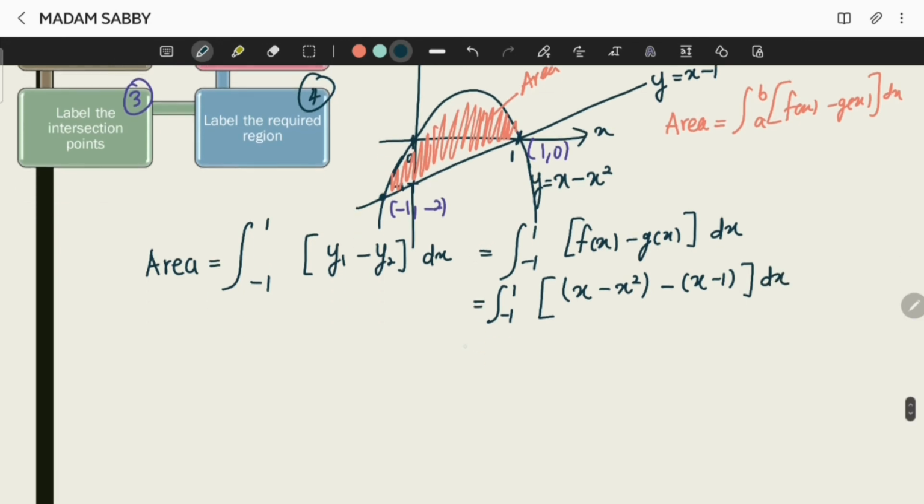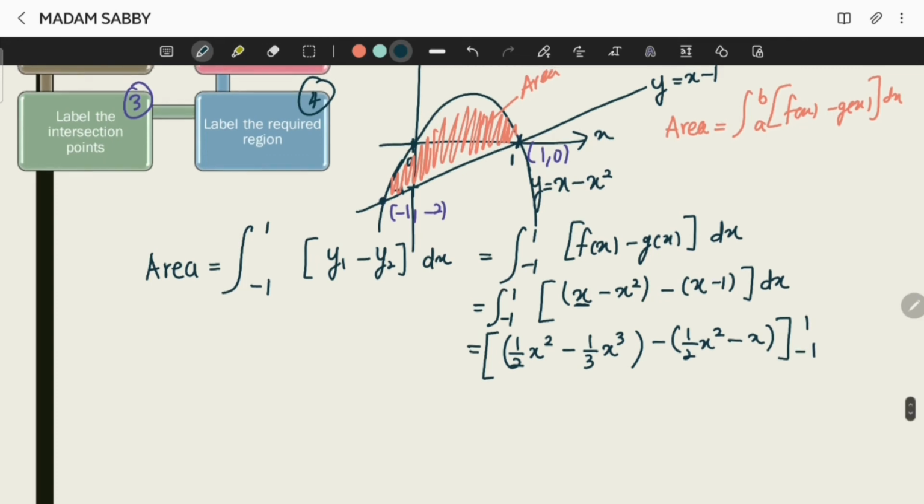Okay, so from here we can integrate. Integrating x becomes half x squared minus 1 over 3 x cubed, minus half x squared minus x, between 1 and negative 1.